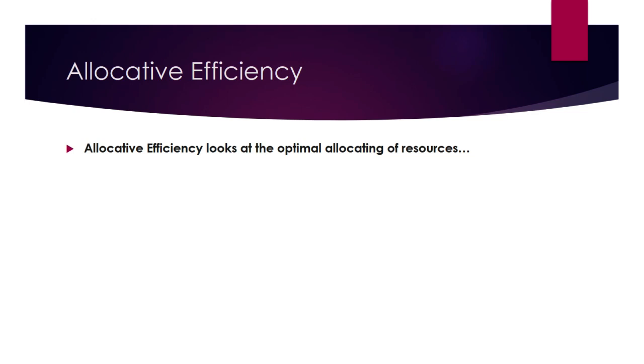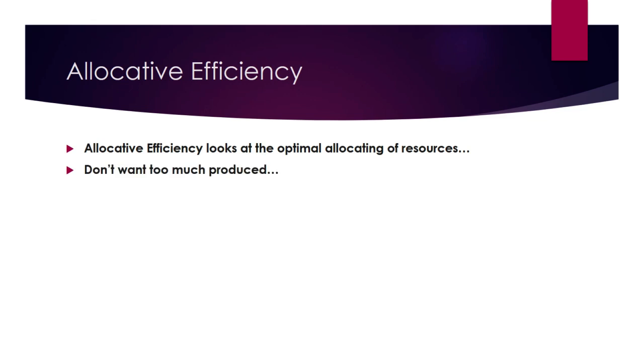We need to talk about allocative efficiency. Now, guys, allocative efficiency is just a little more confusing, but I promise you, you've got all the tools in your toolkit that you need for this. So allocative efficiency looks at the optimal allocation of resources. Oh my gosh, another typo. Optimal allocation of resources.